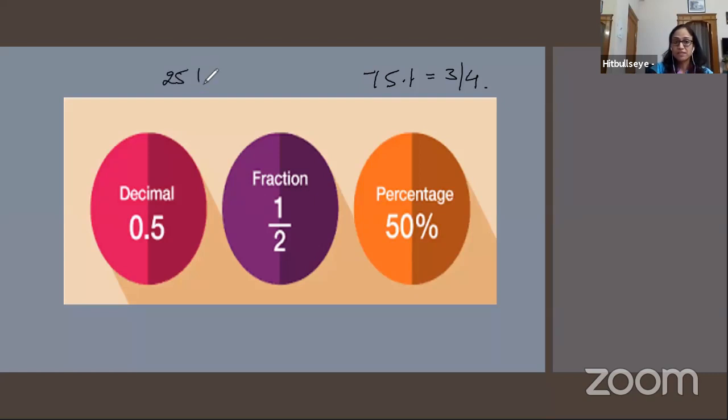Similarly, 25%. What is 25% equal to as a fraction? Please write it in the chat window. 1 by 4. That's correct. All right. Now, if I talk about something like 33.33%, this is something that you come across a lot of times, 1 by 3. That's perfect.